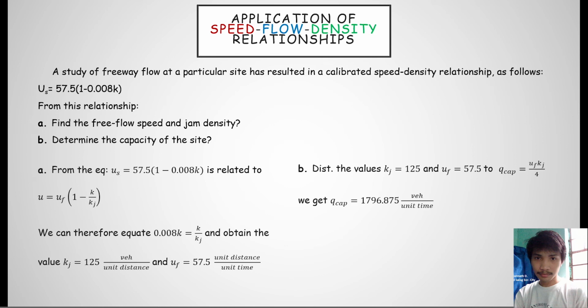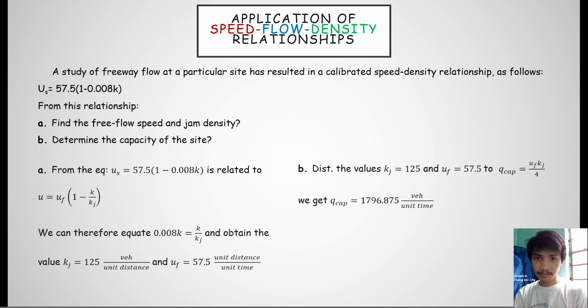Application of speed flow density relationships. A study of free flow at a particular site has resulted in a calibrated speed density relationship as follows: the speed is equal to 57.5 times the quantity of 1 minus 0.008 density. A. From this relationship, find the free flow speed and jam density. B. Determine the capacity of the site.